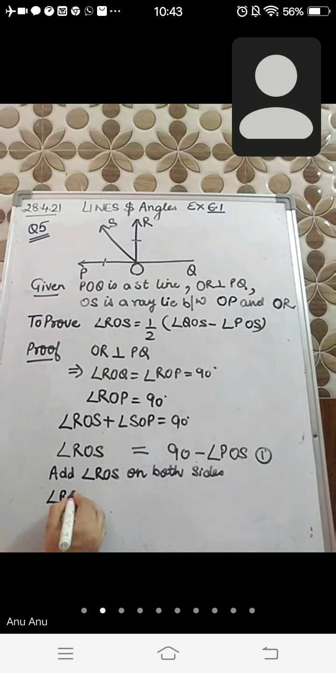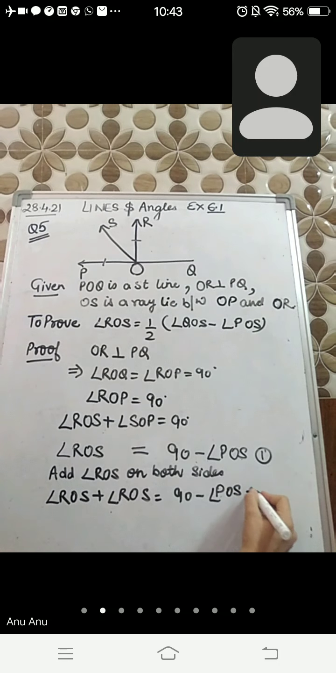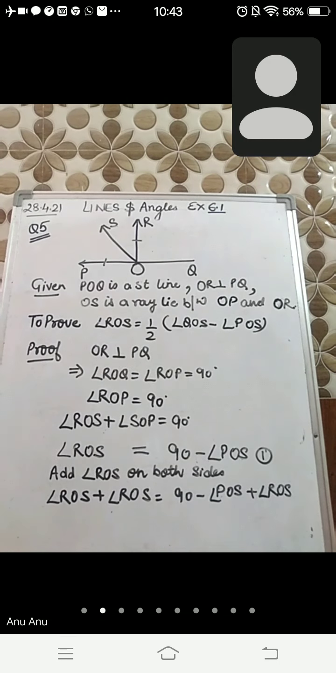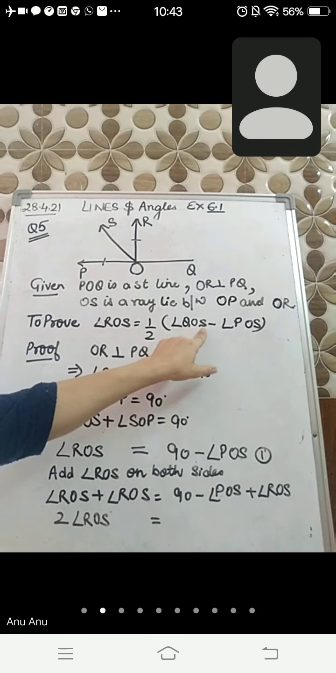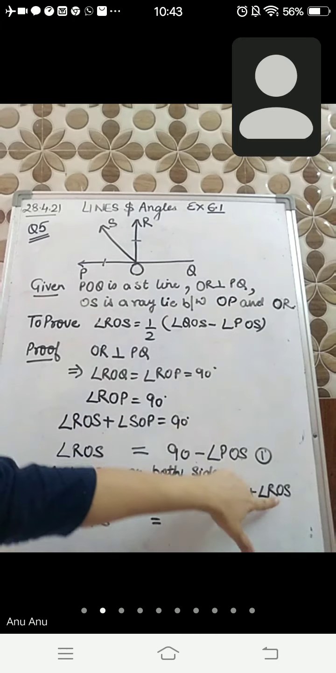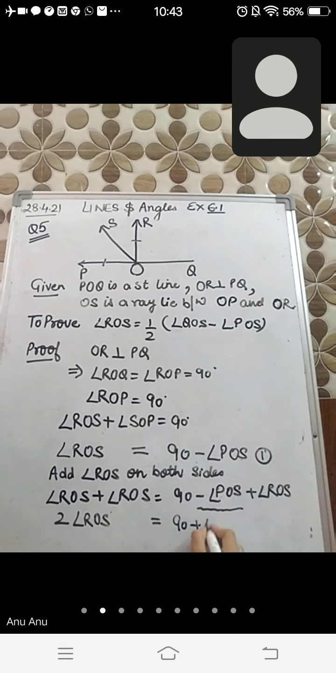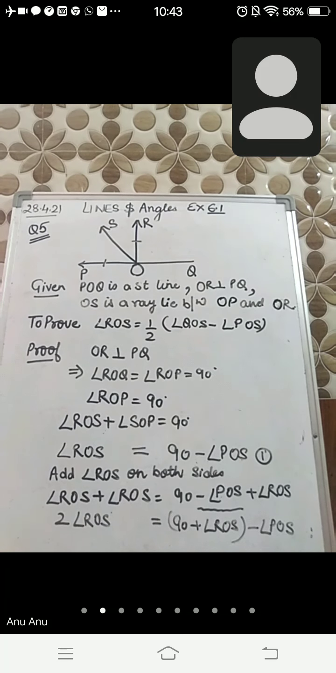It will become ROS plus ROS is equal to 90 minus POS plus ROS. Is it okay? I have added ROS on both the sides. Now this will become twice of ROS is equal to, now check this side. We want minus POS that is there, and we want QOS instead of these two angles. So if I combine 90 and ROS, and the third angle, this minus POS, I will write the same at the last because we want it as it is. So no difference will be made to this.